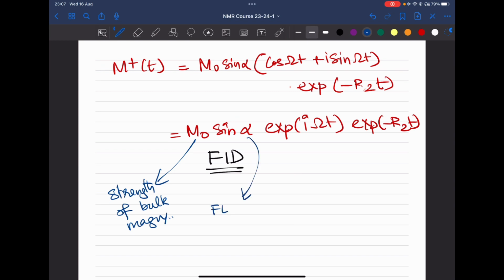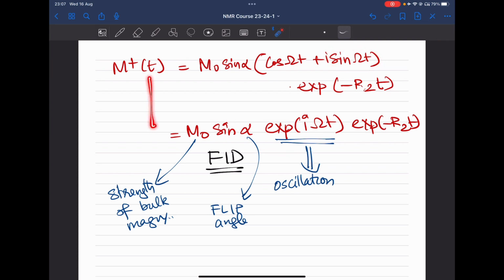Alpha is the flip angle that is applied. Exp I omega t, we'll come to this in a moment. This is actually an oscillation. Why do we call it an oscillation? You have cos omega t and I sine omega t. We had seen this earlier.